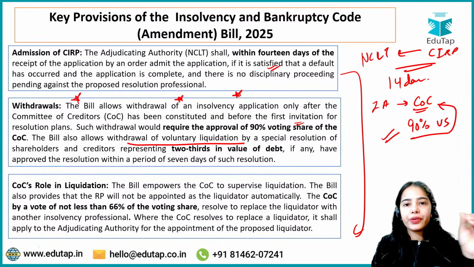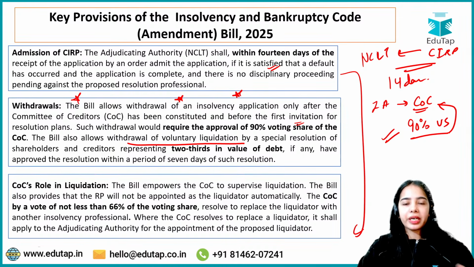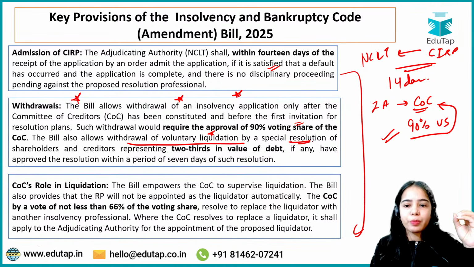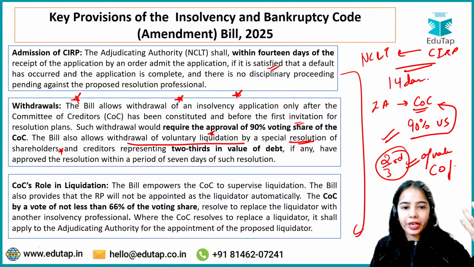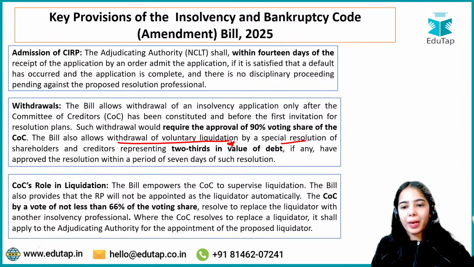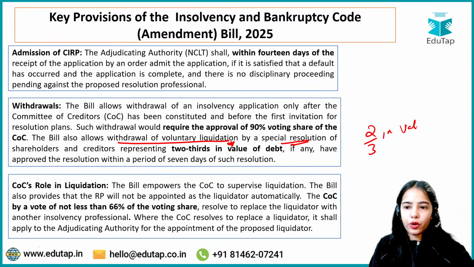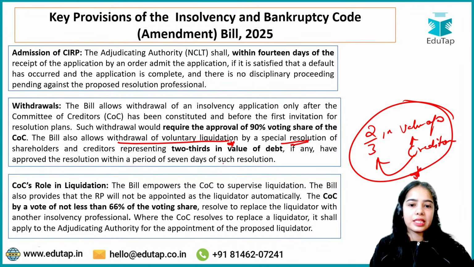In case of the withdrawal of voluntary liquidation, if the company earlier wanted to liquidate voluntarily but now does not want to, then withdrawal of voluntary liquidation requires a special resolution of the shareholders of the company, and two-third in the value of debt of the creditors. Such creditors that have two-third in the value of debt must agree within 7 days.